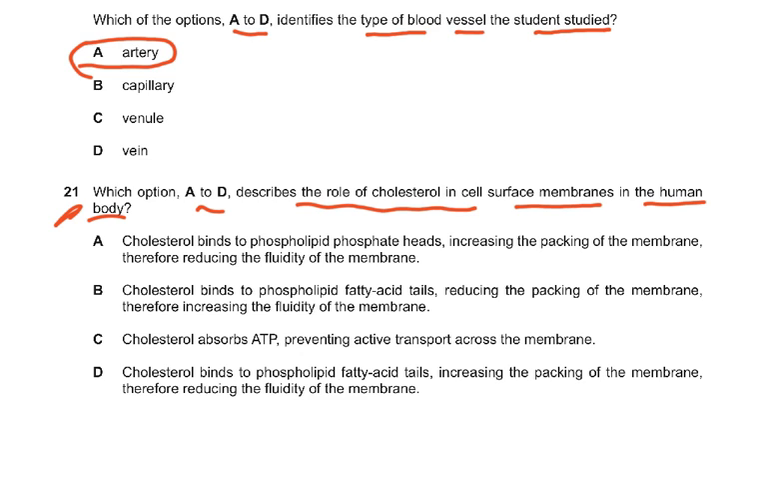So here, option A said cholesterol binds to the phospholipid phosphate heads. Just read this very carefully, think about it, and then decide on your choice of answer. What you have to understand is why the answer was D. Cholesterol binds to the tails, increasing the packing of the membrane, therefore reducing the fluidity. When it becomes very closely packed, it reduces the fluidity. Fluidity means the ability to move laterally. But if it is very packed together, how is it going to move? Just like if three or four people sit at the back of the car, how are they going to move? So that is why the answer was D.